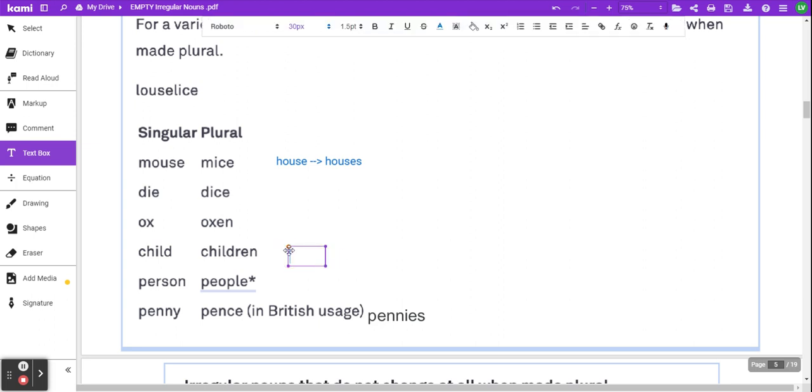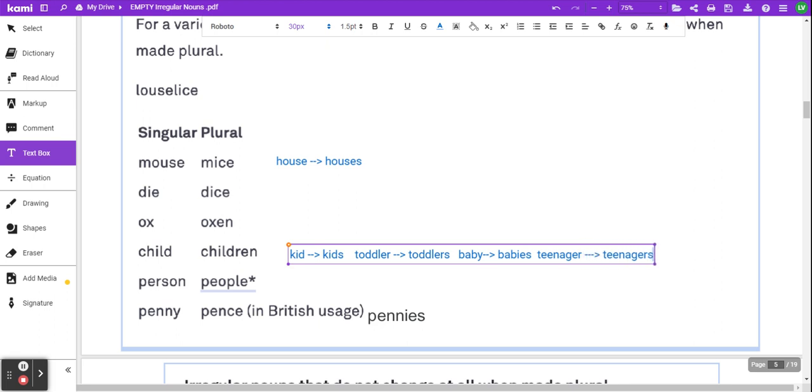for children, you have different ones. You have kid and you have kids. You can have a toddler or toddlers. You could have a baby or babies. You can have a teenager or you can have teenagers. So para nosotros hay diferentes maneras, different ways to describe our children.